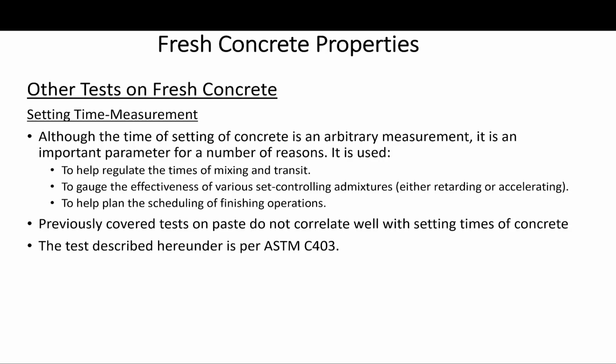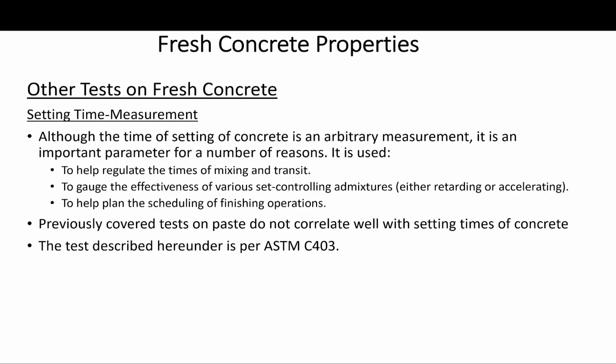Okay, so let's talk about measuring the setting time. As we mentioned earlier, although the time of setting of concrete is an arbitrary measurement, it is an important parameter for a number of reasons. First, it is used to help regulate the times of mixing and transit. Also to gauge the effectiveness of various set controlling admixtures, either retarding or accelerating admixtures. Also to help plan the scheduling of the finishing operations.